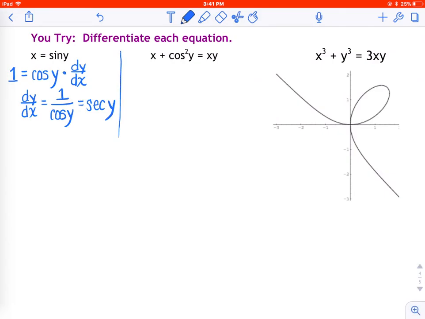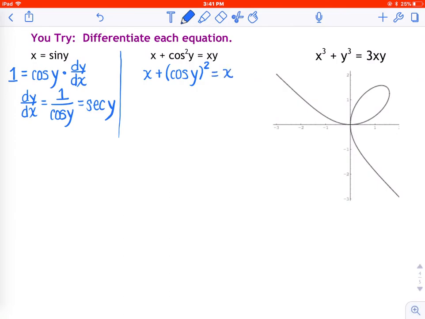Alright, the second example. Again, pause the video if you'd like to try it out. What I noticed right away about the second one is that on the left-hand side, I know how to handle that. On the left-hand side, I'll know how to get the derivative of x, and then I'm going to rewrite this so that I can see the chain rule portion of this with the squared part of the function.